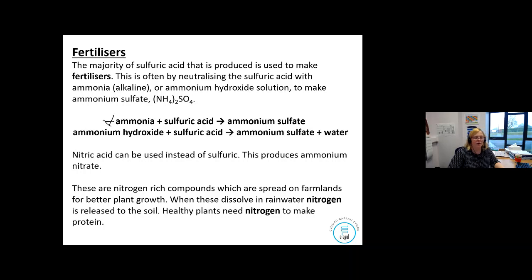So classically, if you combine ammonia with sulfuric acid, it'll make the salt ammonium sulfate. Okay, so be able to give, at the very bare minimum, a word equation, but ideally push the boat out and try getting a symbol equation as well.